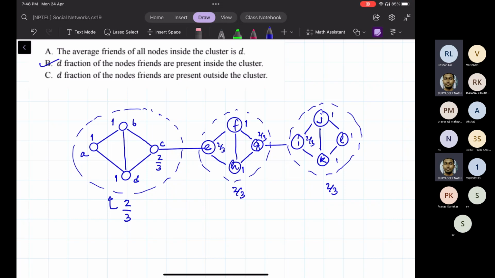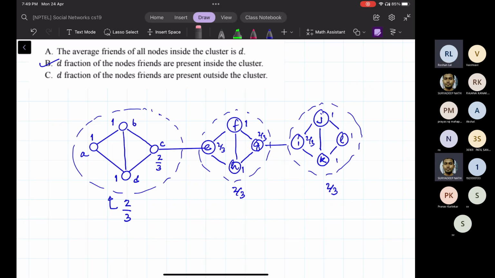If there is only one cluster, how will we compute the cluster density? If there is only one cluster, the cluster density is one. First they will have to mention the cluster. So if from A to L, all the nodes are mentioned together as one cluster, then the density is one.